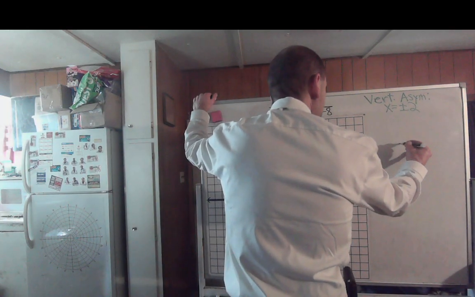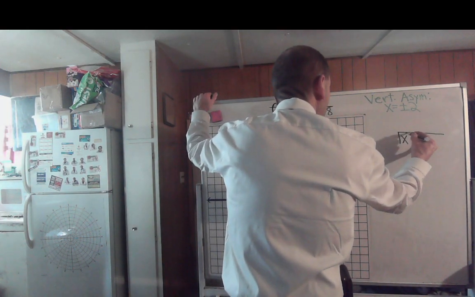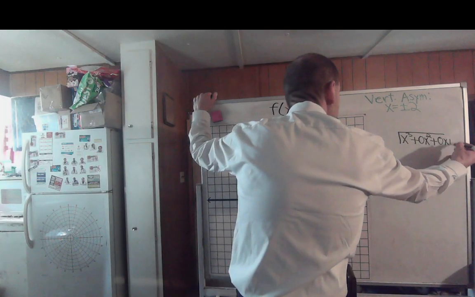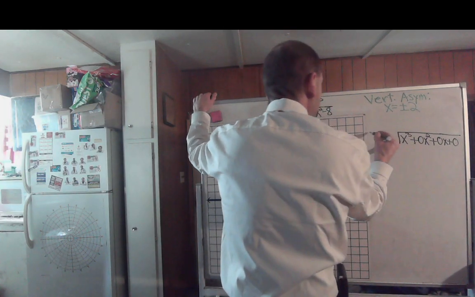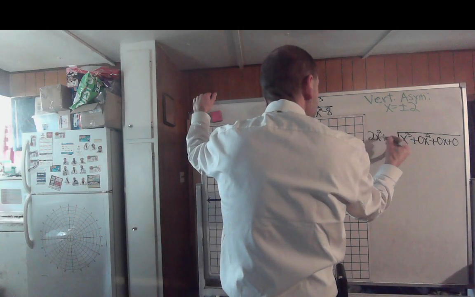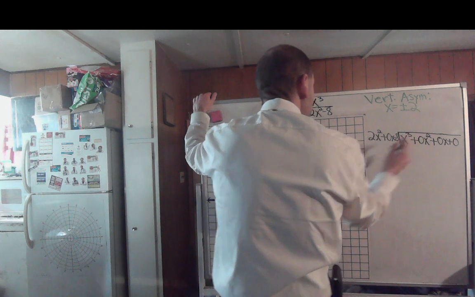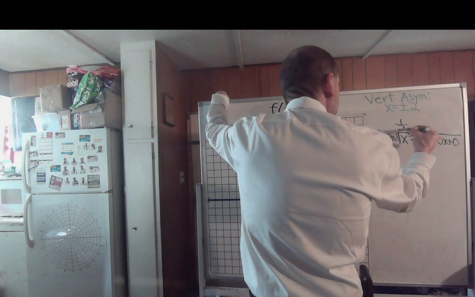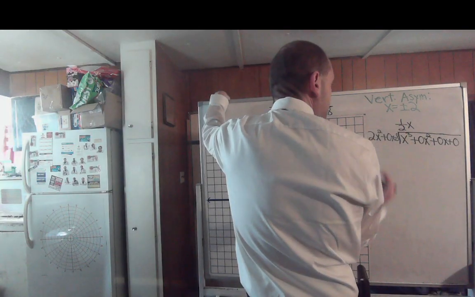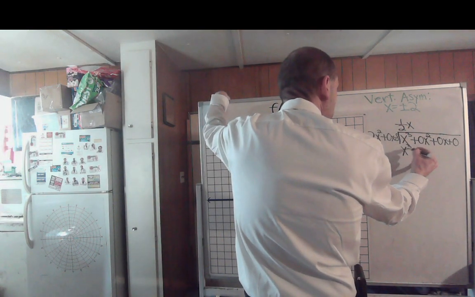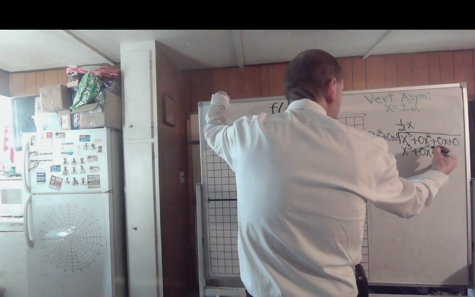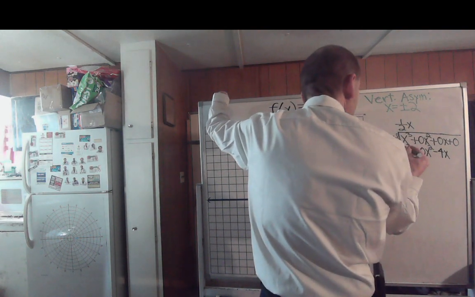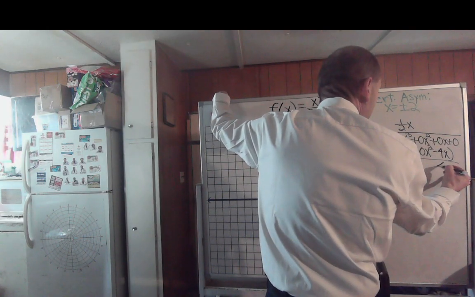So this is going to end up being x to the third plus 0x squared plus 0x plus 0, all that divided by 2x squared plus 0x minus 8. 2x squared goes into x cubed 1/2 x times. So half x times 2x squared, that's x cubed, plus 0x squared, then minus 4x.